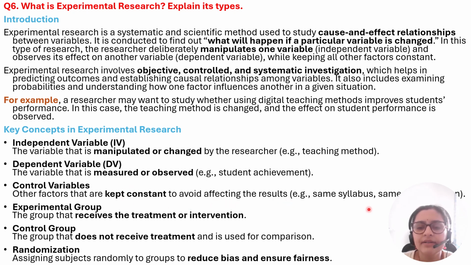Example, same syllabus, same classroom environment, I have told, right? Then the experimental group is the group that receives the treatment or intervention, that is the students of the particular class. Then the control group is the group that does not receive treatment and it is used for comparison. Suppose the study is being done on section A, section B is kept constant and compared with section A. Both of them are comparative studies.